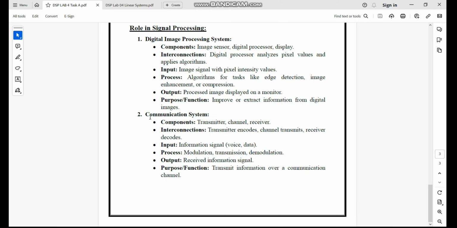Now let me consider the second example, which is a communication system. It includes components like transmitter, channel, and receiver. The interconnections involve the transmitter encoding, the channel transmitting, and the receiver decoding. The input of the communication system is the information signal, which includes voice signal or data signal. The system carries out modulation, transmission, and demodulation, and the output obtained from the system is a received information signal. The purpose or function is to transmit information over a communication channel.